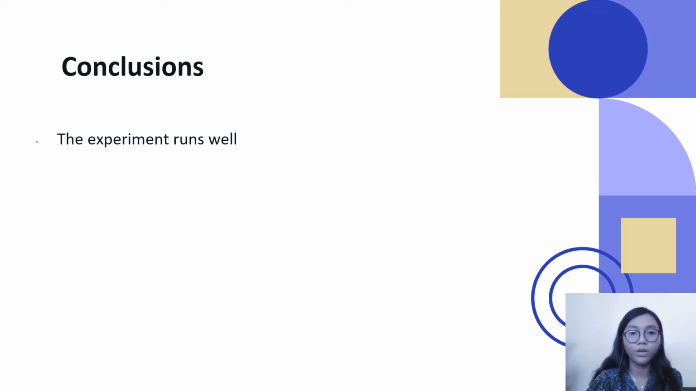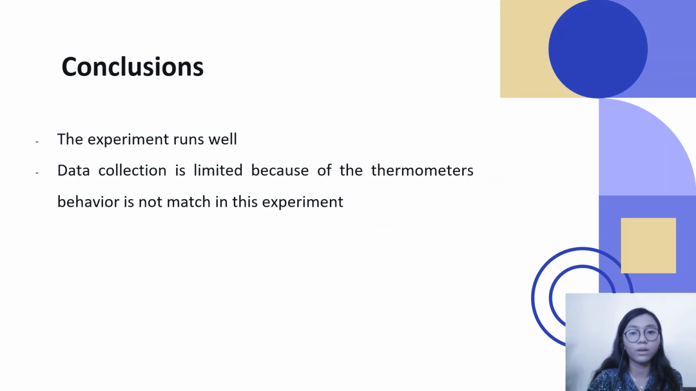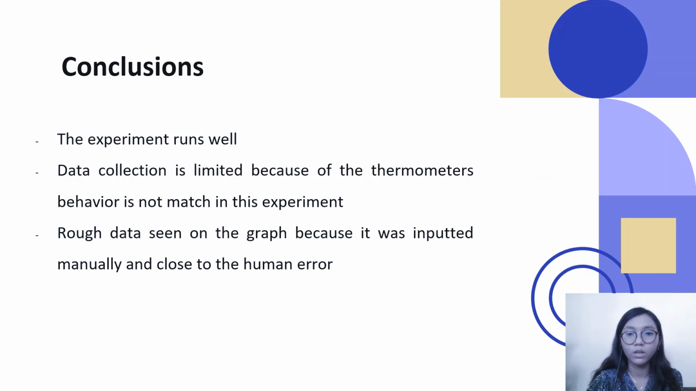And for the next, of course, the thermometer is actually an aquarium thermometer. It is not proper because it takes so long to reach a certain temperature. It was an error, I think, in this experiment. And the next is the rough data seen on the graph at the last slide, because it was inputted manually and is close to human error.